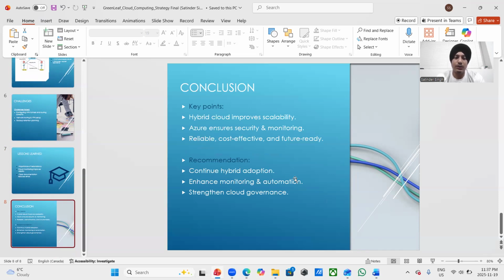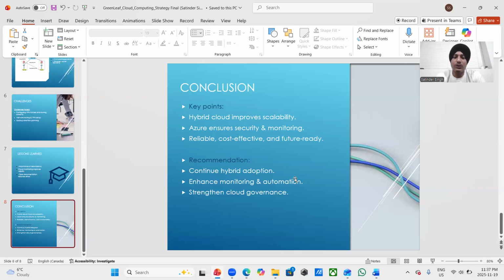And the second point is Azure ensures security and monitoring. As I mentioned earlier, there is encryption, site-to-site data transfer, and also monitoring. For example, there is Sentinel, which helps to monitor, check for errors, and detect any threats. And the last point is reliable, cost effective, and future ready. This is very reliable and also cost effective compared to the traditional approach.